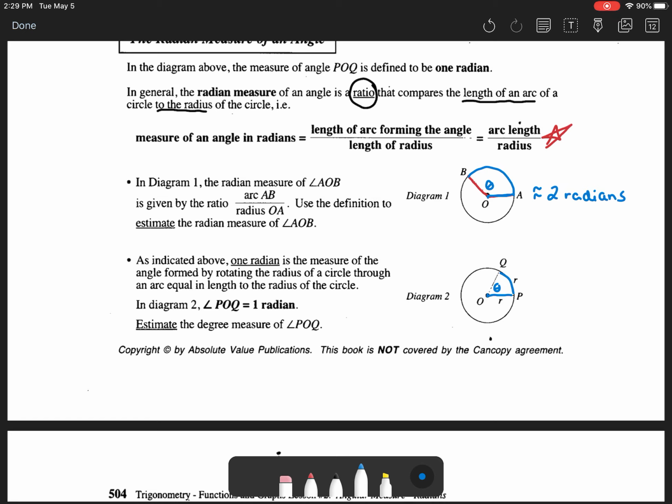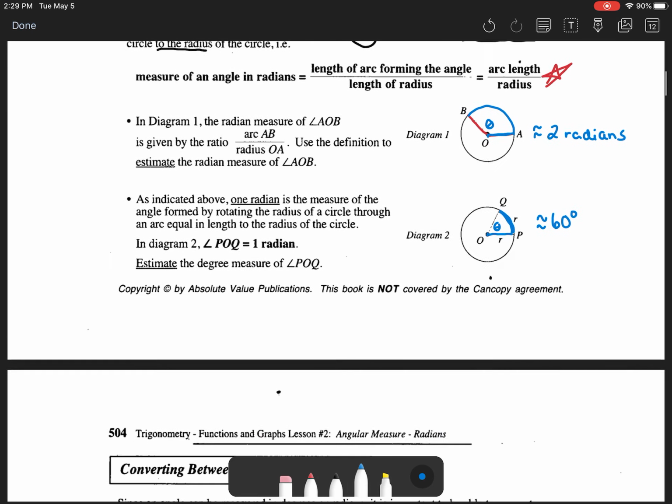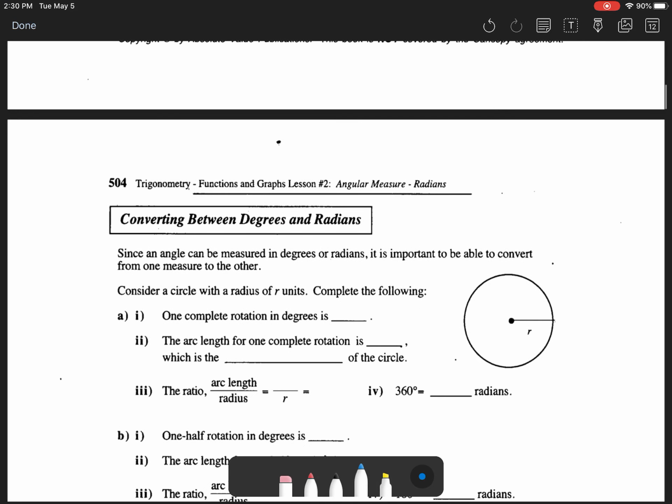Now, the second part of this question says estimate the degree measure of that angle. Well, we know in a circle there are 360 degrees, and we determined up above that this arc will go around the circle about 6 times. So 360 divided by 6 is about 60 degrees. So 1 radian is approximately 60 degrees, if we are comparing radians to degrees.